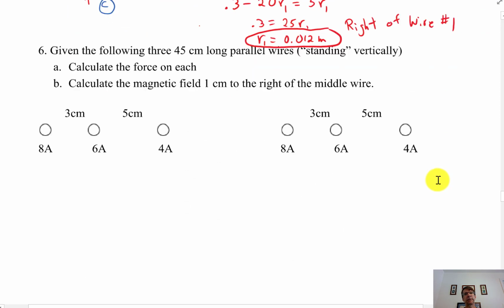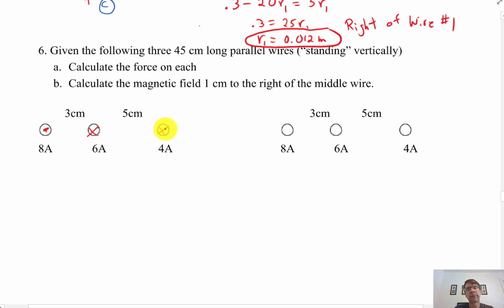Given the following 3 wires. Now these are supposed to be 3 wires. They're like telephone poles standing vertically, like fence posts, vertical wires. And you've got an overhead view. I haven't given you the direction of the currents, but my notes say this one is towards the ceiling. This has current towards the floor, current towards the floor.